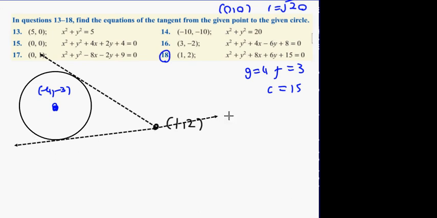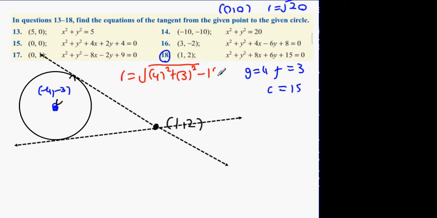Both lines have 1, 2 as a point on that line. Would you be happy with that? And both lines have different slopes. You happy with that? Step 1. I'm going to find my radius value, like we've done the last couple of times. Radius value equals the square root of g squared, 4 squared plus 3 squared minus 15, which equals the square root of 10. You guys happy enough with that?